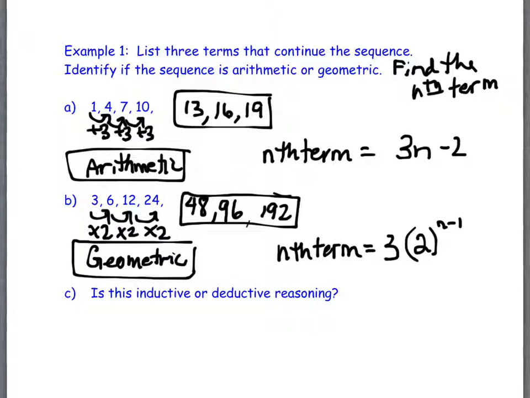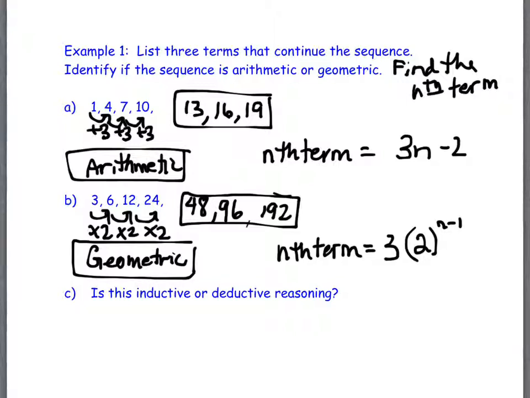And you can check to see that it works by trying the number 2. What happens when I plug the number 2 in here? 2 minus 1 is 1. 2 to the 1 is 2, times 3 is 6. And that was your second term. Just for fun, let's try the third one, okay? If I put in 3, 3 minus 1 is 2, 2 squared is 4, times 3 is 12, and that's it too, right? So this pattern always works.